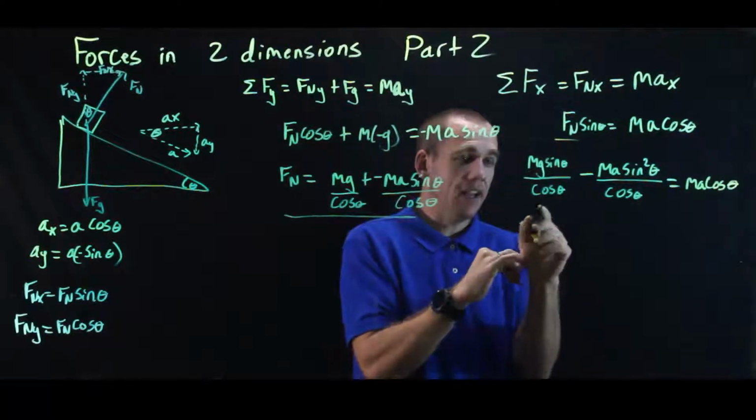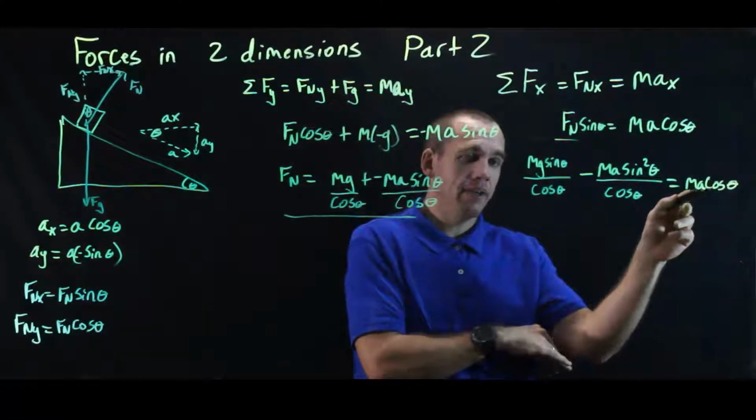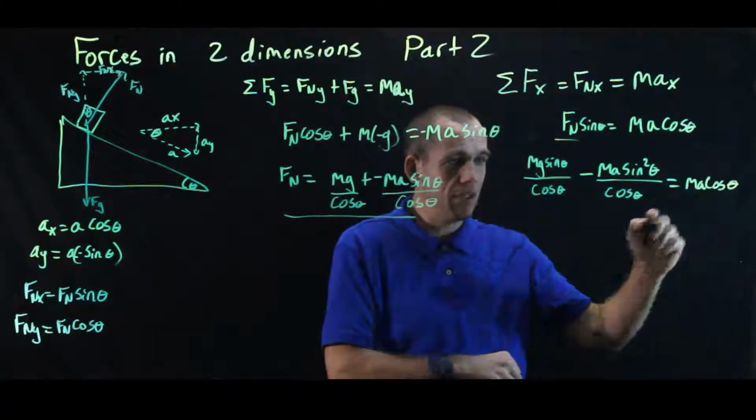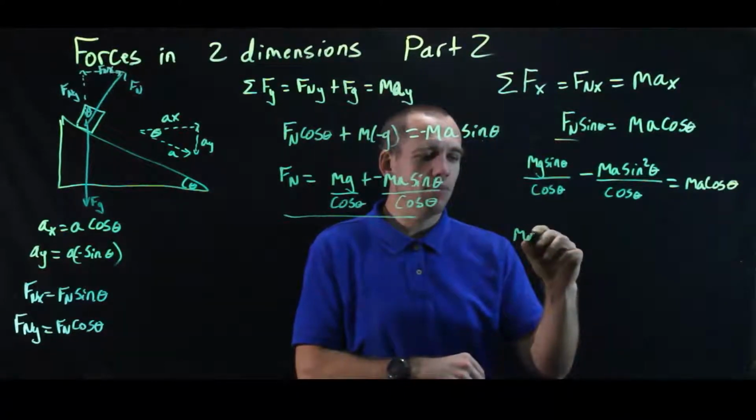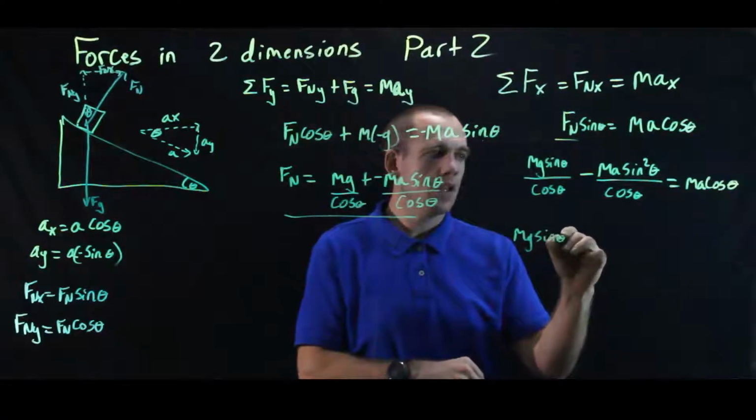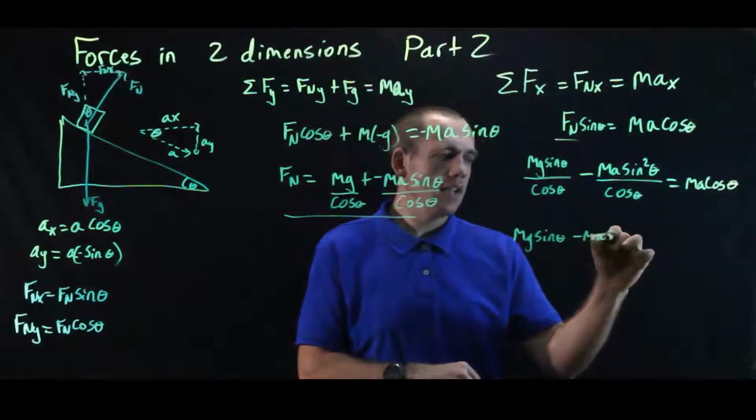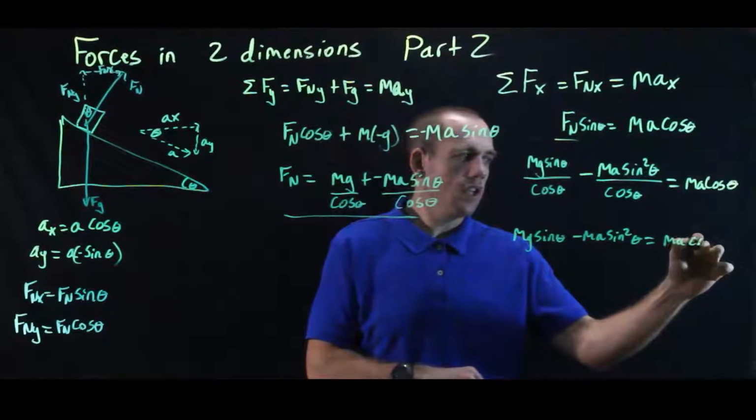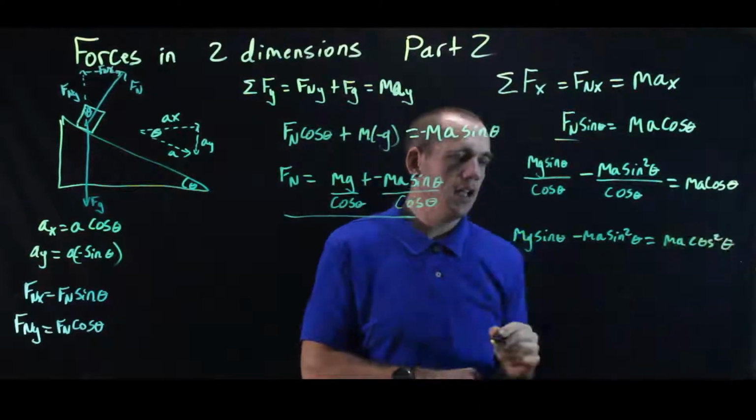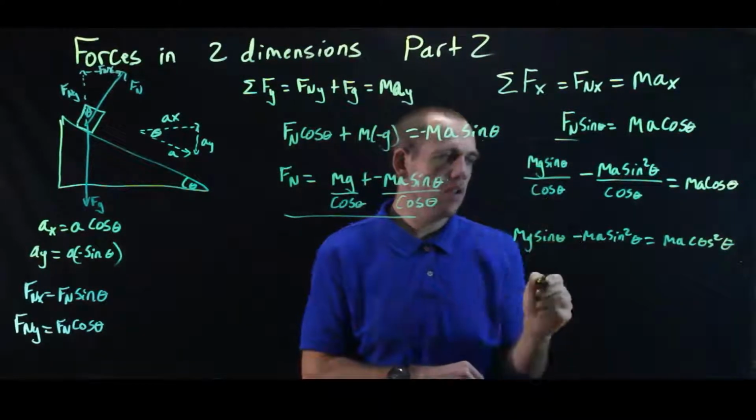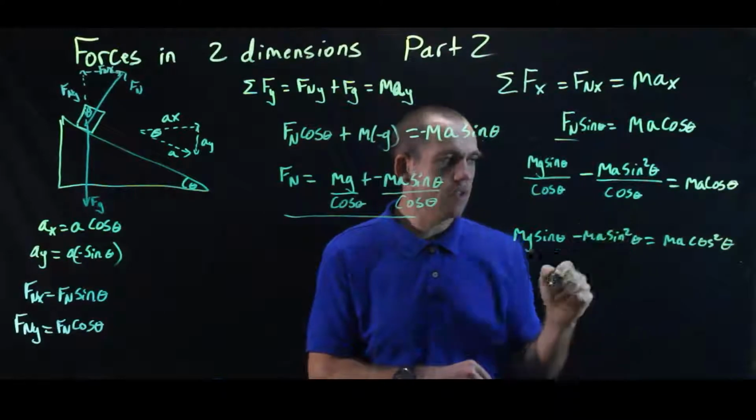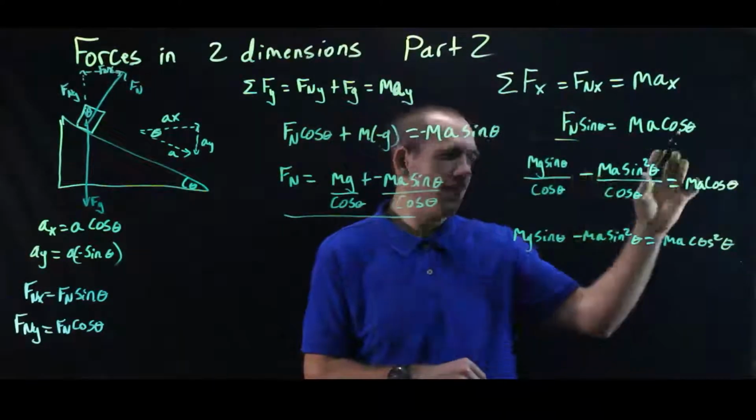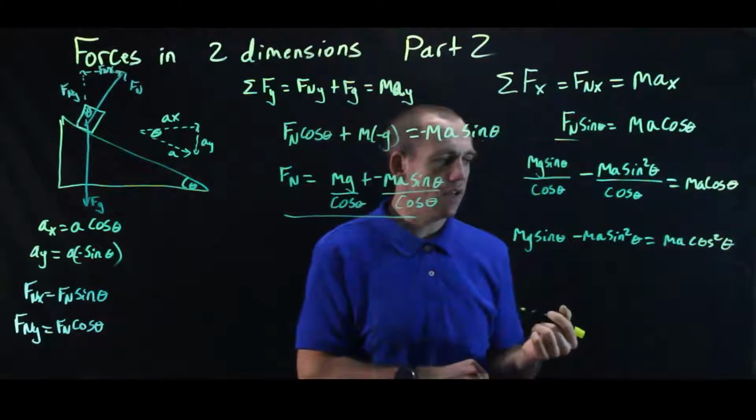Now I've got to simplify. I don't like that cosine theta is at the bottom of this term, so I'm going to multiply everything by the cosine of theta. That gets me mg sine theta minus ma sine squared theta equals ma cosine squared theta. I multiply this term by cosine, the cosines drop out. I multiply this term by cosine, cosine drops out. What I do to one side, I have to do to the other, so that gets me cosine squared.